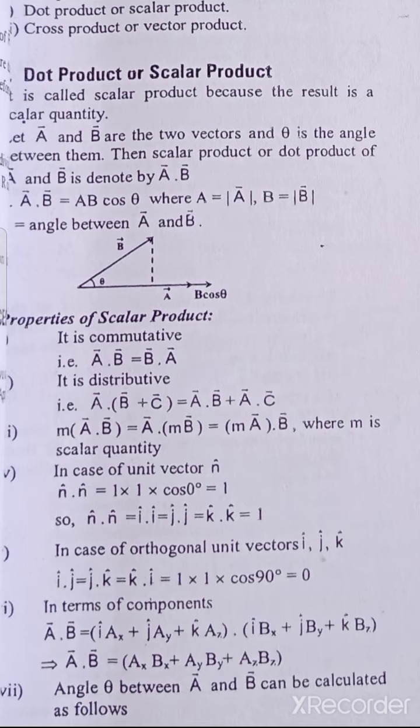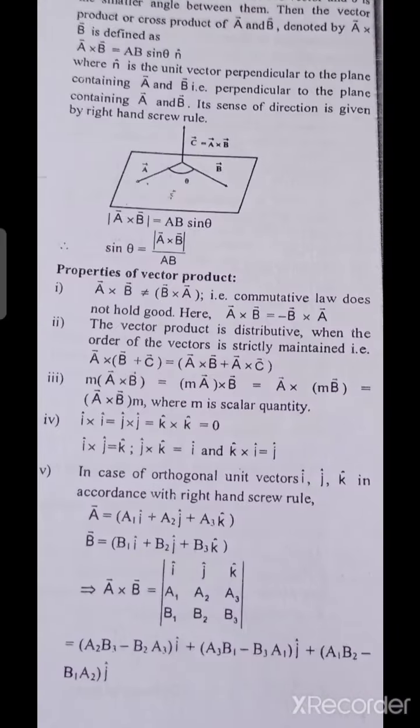Now, how to find theta? Theta is equal to cos inverse of A vector dot B vector divided by AB. Then we will discuss the cross product or vector product. It is also called the vector product because the result is a vector quantity.